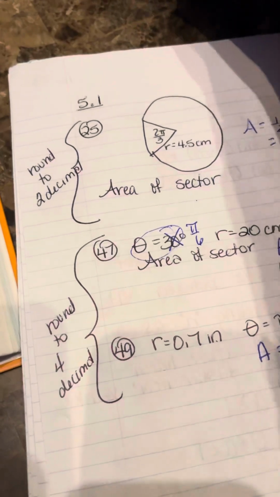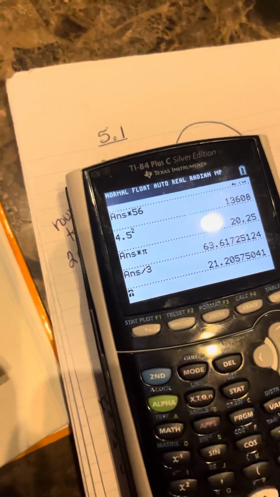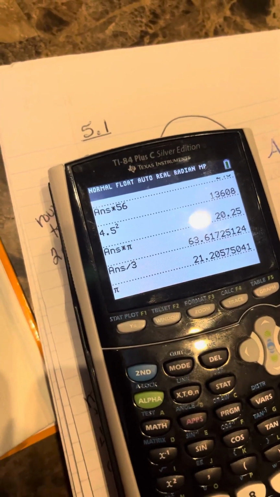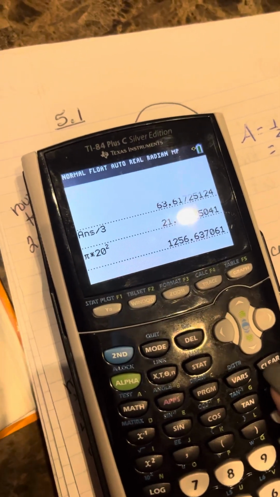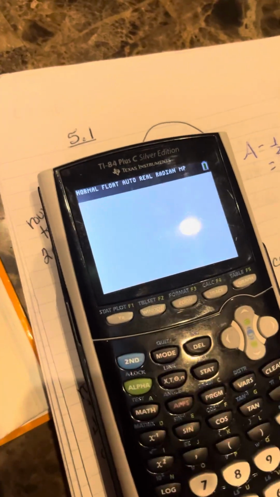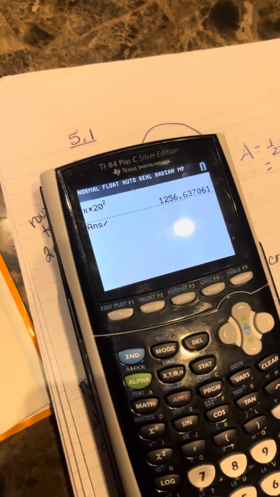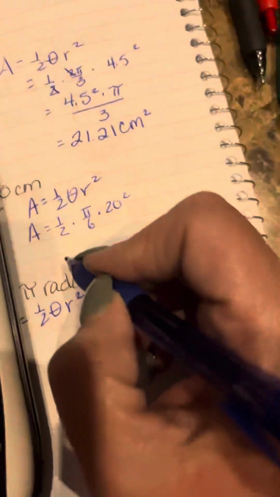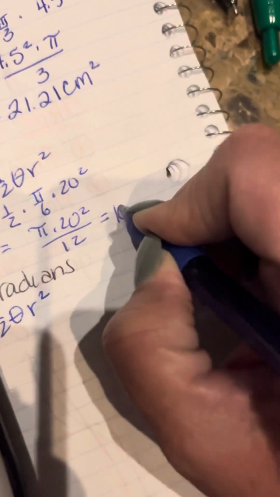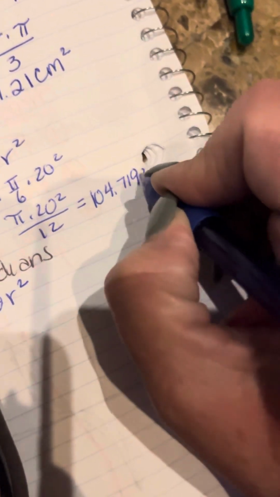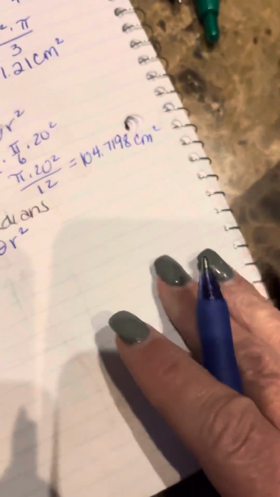This time we're going to round to 4 decimal places. So we have pi times 20 squared. Whoops, shoot. Pi times 20 squared divided by 12. So there's what it looked like. Pi times 20 squared divided by 12. And we're going to 4 decimal places this time. And this was in centimeters, and we're still doing area, so it's centimeters squared.